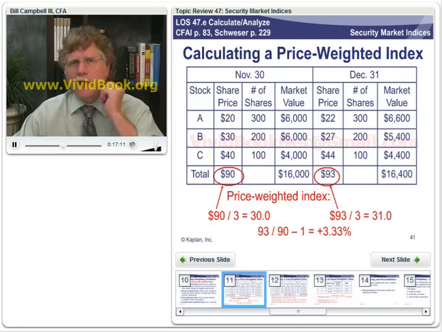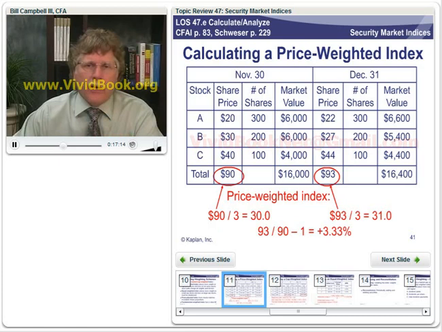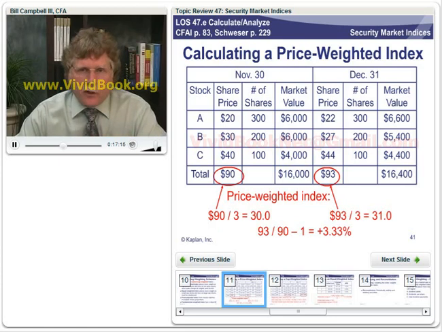Let's do some calculations. Suppose that we have three stocks, A, B, and C. Share price on November 30th: $20, $30, $40 respectively. Number of shares outstanding: 300, 200, 100 respectively. So we have the total market value. On November 30th, the total value of our portfolio is $16,000.